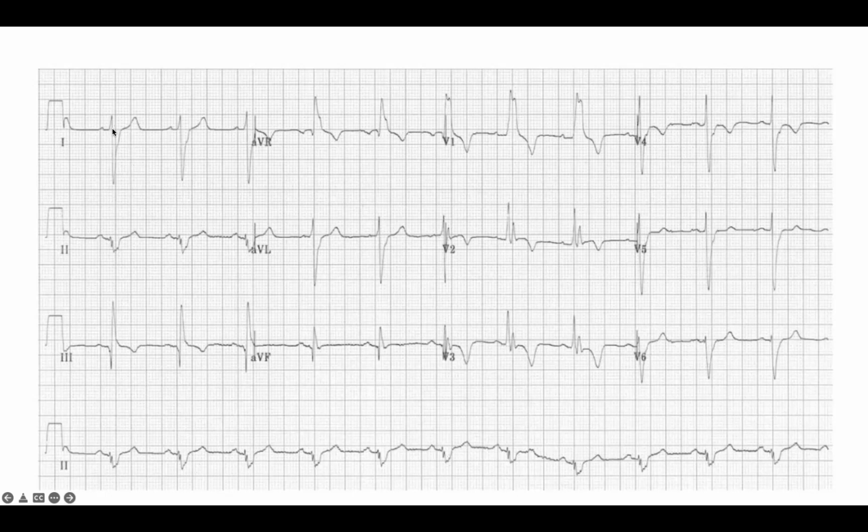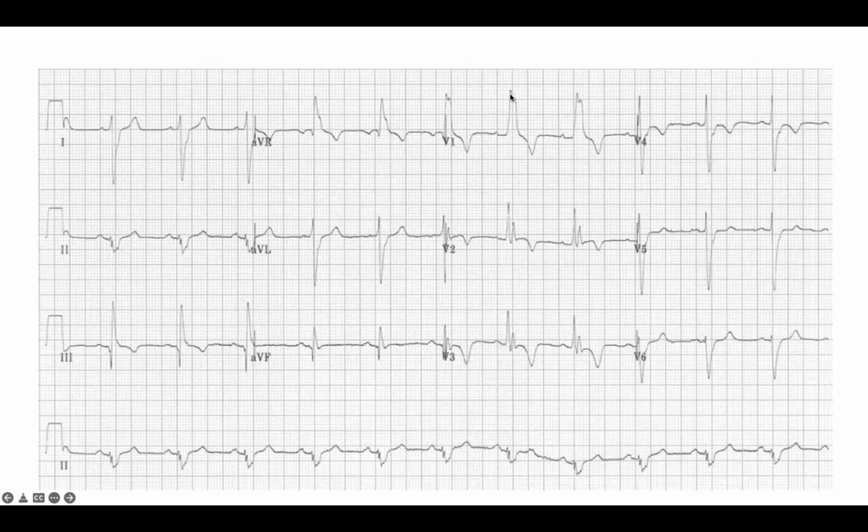I always look at lead 1 and aVF. So aVF is sort of positive, and lead 1 seems to be negative. So this is a very strong, probably right axis deviation, an extreme axis deviation. If we look at her QRS complexes, we've got our P waves, and that seems to be quite okay. And now the QRS complex seems to be quite widened.